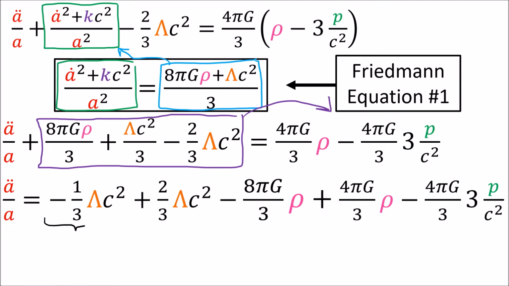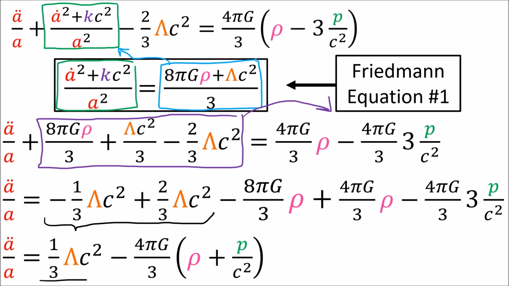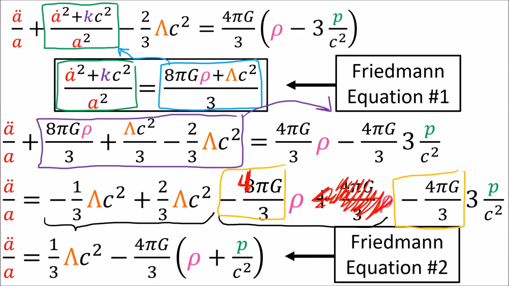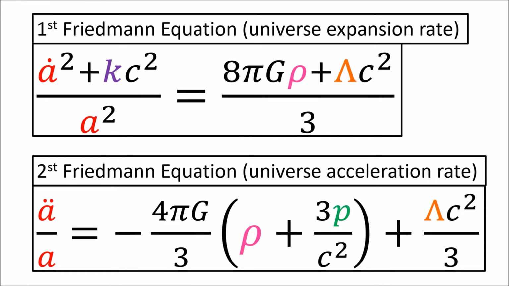Here, minus 1/3 plus 2/3 gives plus 1/3, and negative 8 pi G over 3 plus 4 pi G over 3 becomes negative 4 pi G over 3, and we can factor that out of the rho and pressure terms. And the result is our second Friedmann equation. So we have the two Friedmann equations.